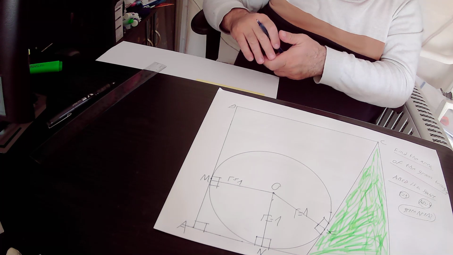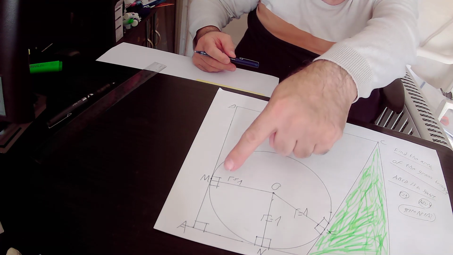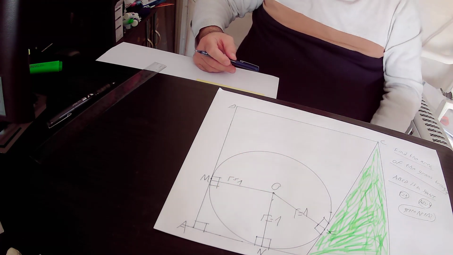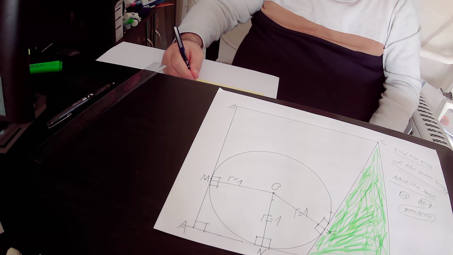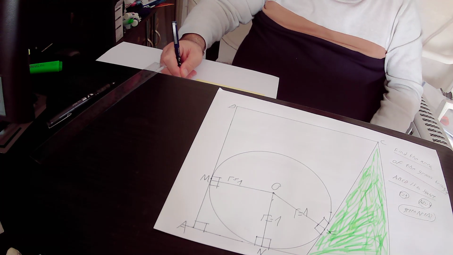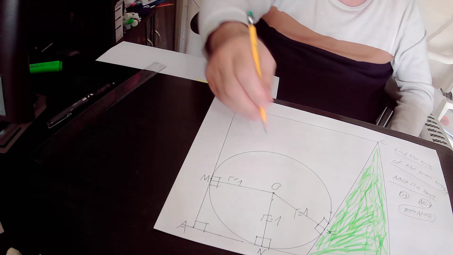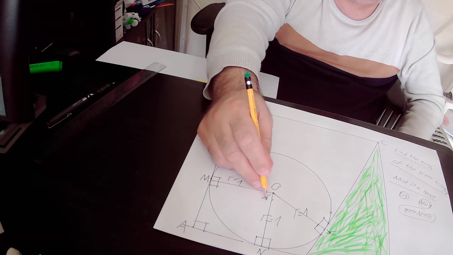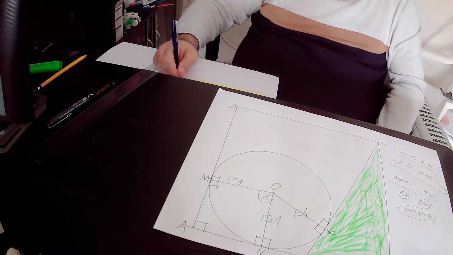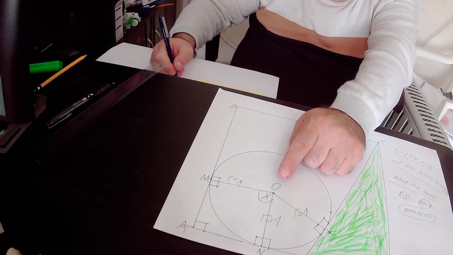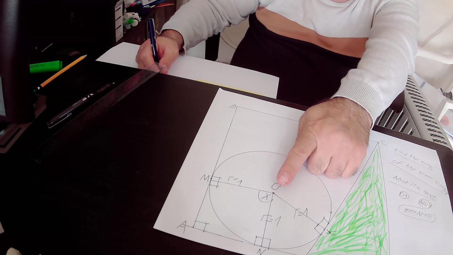So inside this quadrilateral MONA, we have three right angles, 1, 2, 3, and the sum of three right angles is 90 times 3, which is equal to 270 degrees, plus the size of the fourth angle, this angle that we will define as angle X. So 270 degrees plus angle X must be equal to 360 degrees according to rule number 2.